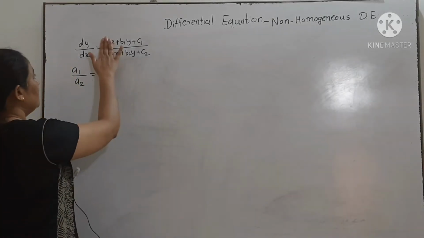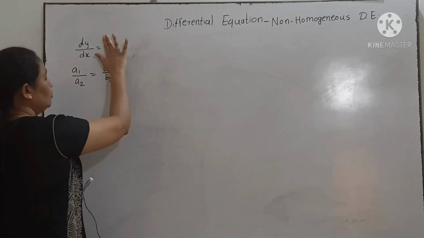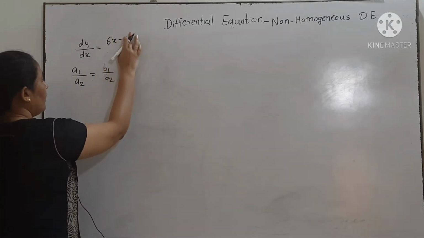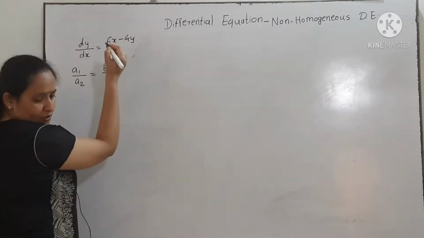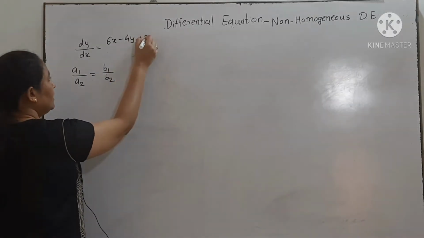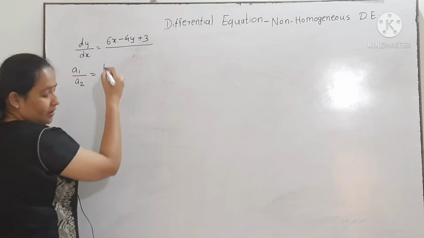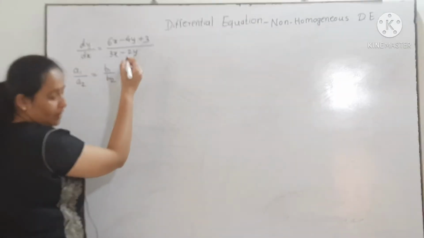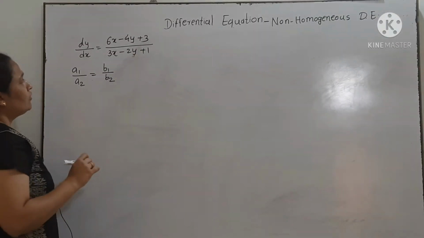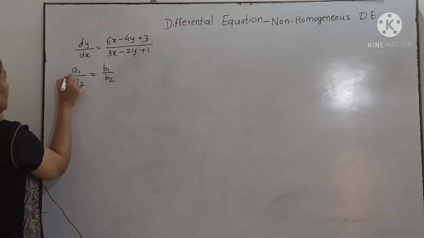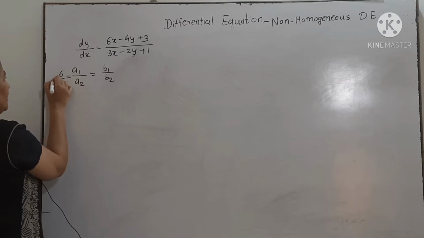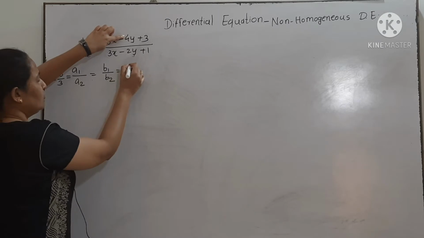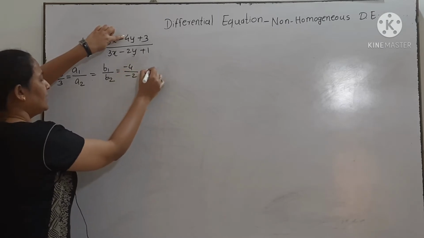We'll take the example. Say dy by dx equal to (6x minus 4y plus 3) upon (3x minus 2y plus 1). Now if you observe this, what is a1 upon a2? It is 6 by 3, that means 2. Similarly, what is b1 upon b2? Minus 4 upon minus 2, and that is nothing but 2.